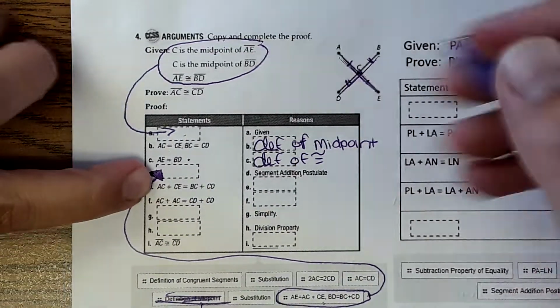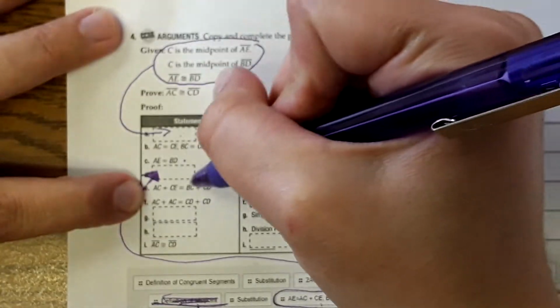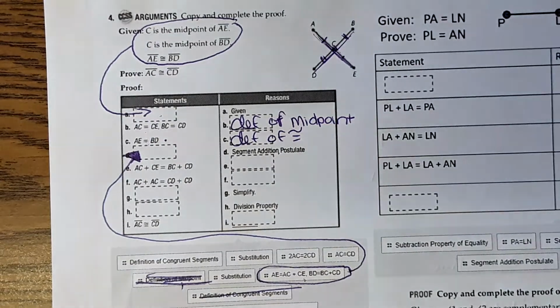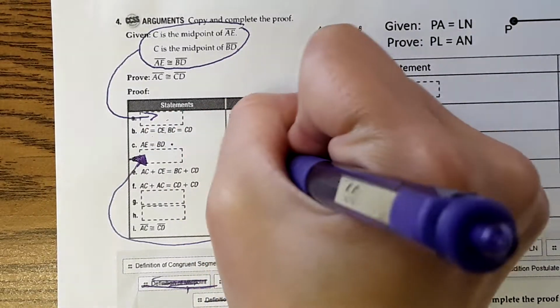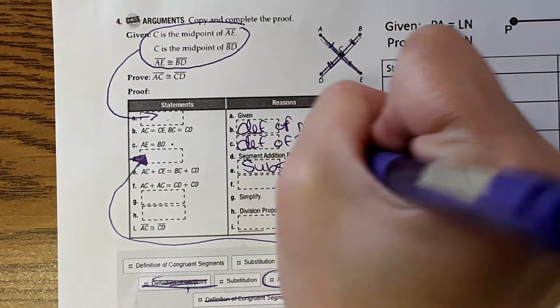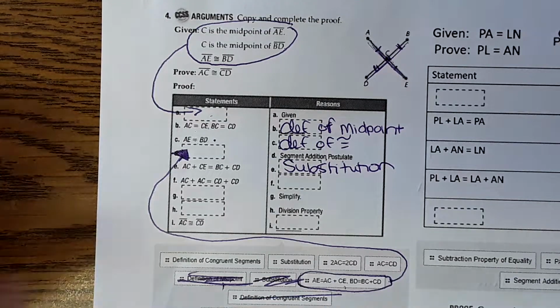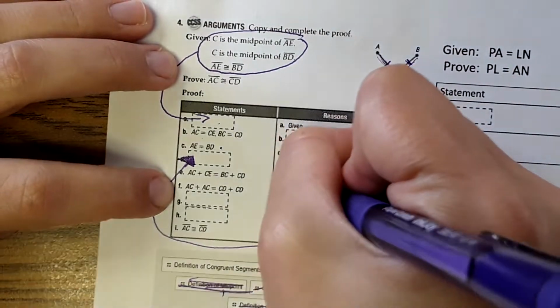Then for this one, it is AC. Anyways, this is substitution. And then it's substitution again.